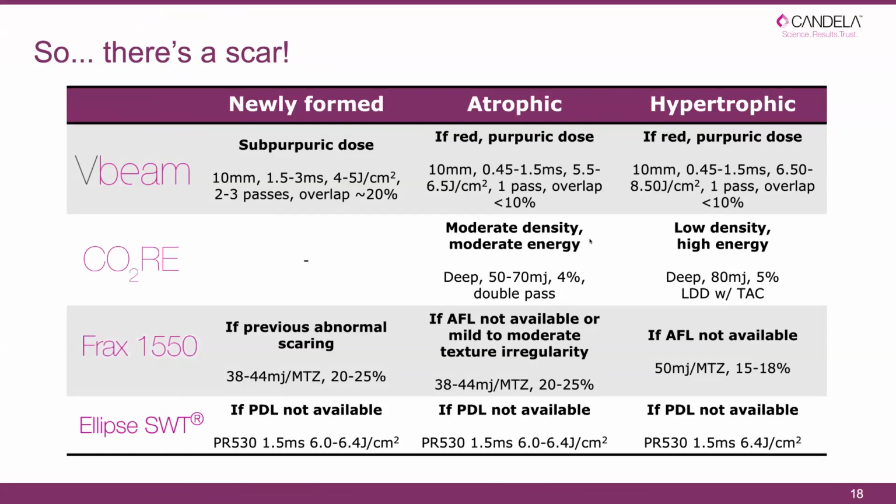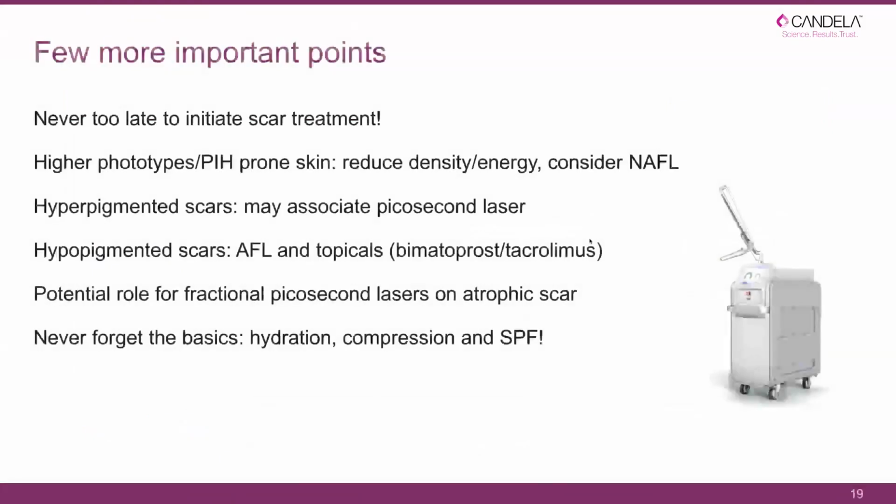If we have an atrophic or hypertrophic scar, we should always start with the vascular laser on purpuric dosing. And the ablative laser should be used at a moderate density and moderate energy on the atrophic scars, and with a low density and high energy combined with laser drug delivery on the hypertrophic scarring. Next slide. Just finishing with a few more important points.